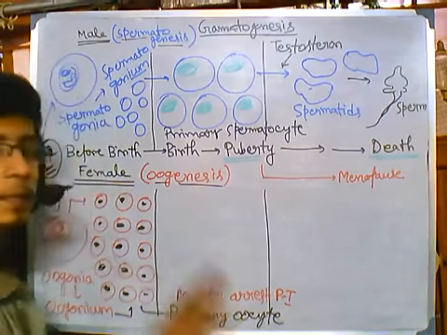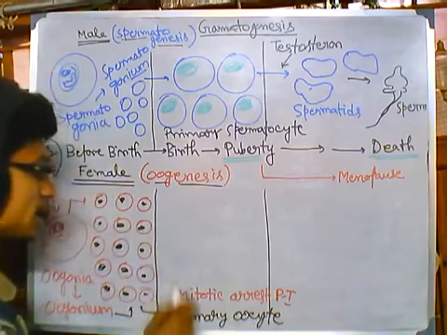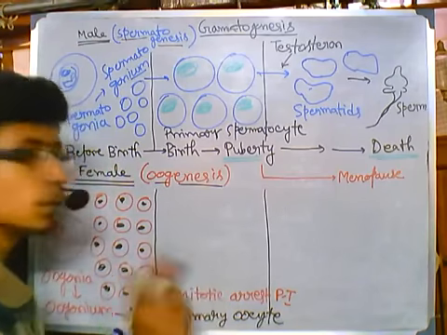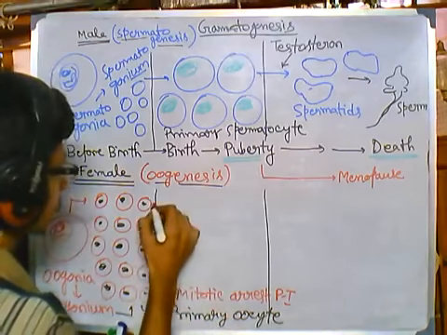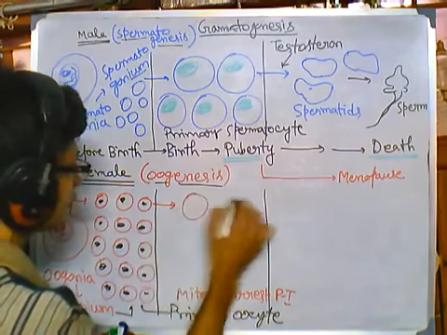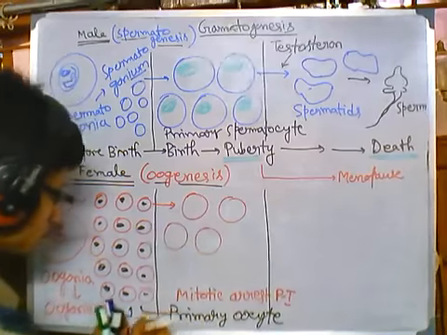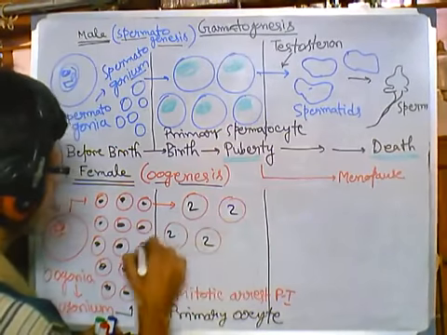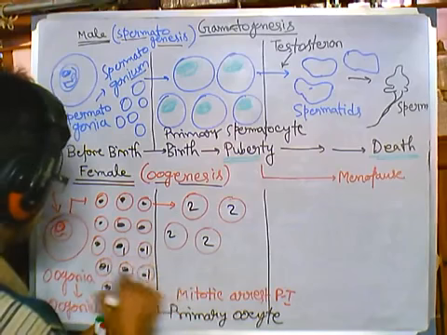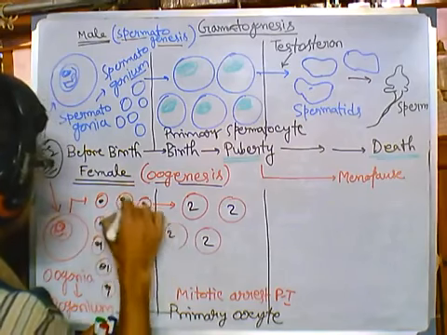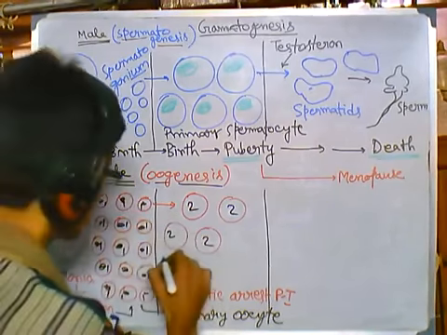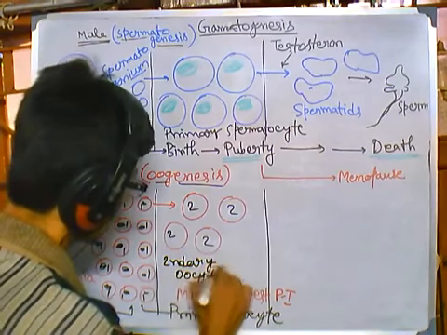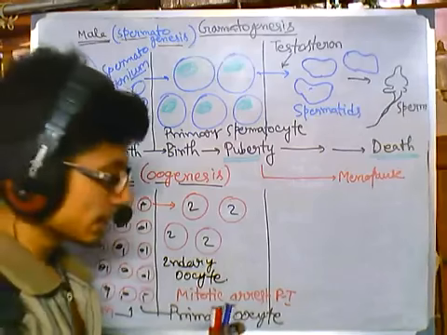So no further primary oocyte will be produced. Instead, they start dividing in a meiotic way, and they will be producing secondary oocyte. These are primary, and these are secondary oocyte. Now how do they produce secondary oocyte?